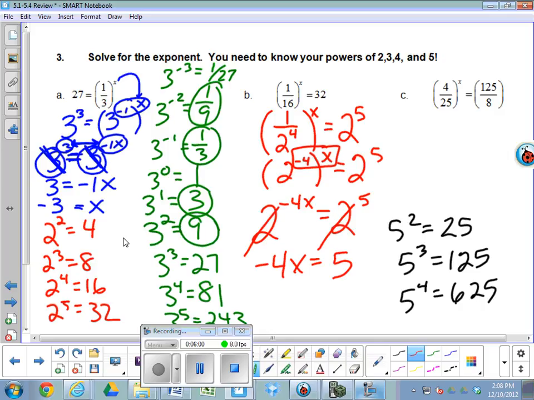If negative 4x equals 5, what do you do to get x by itself? So x equals negative 5/4. Try it. Check your work. Type in 1/16 to the negative 5/4. If it says 32, you did it right. Make sure you put 1/16 in parentheses.